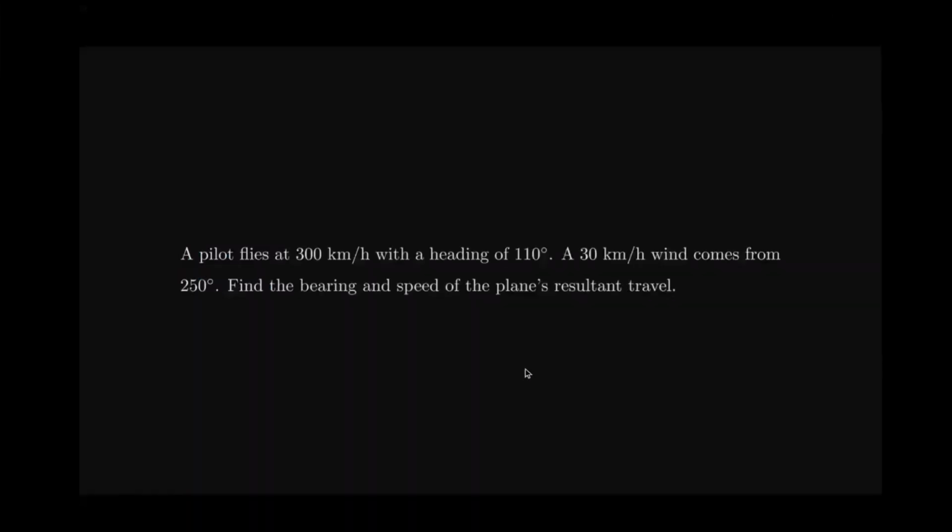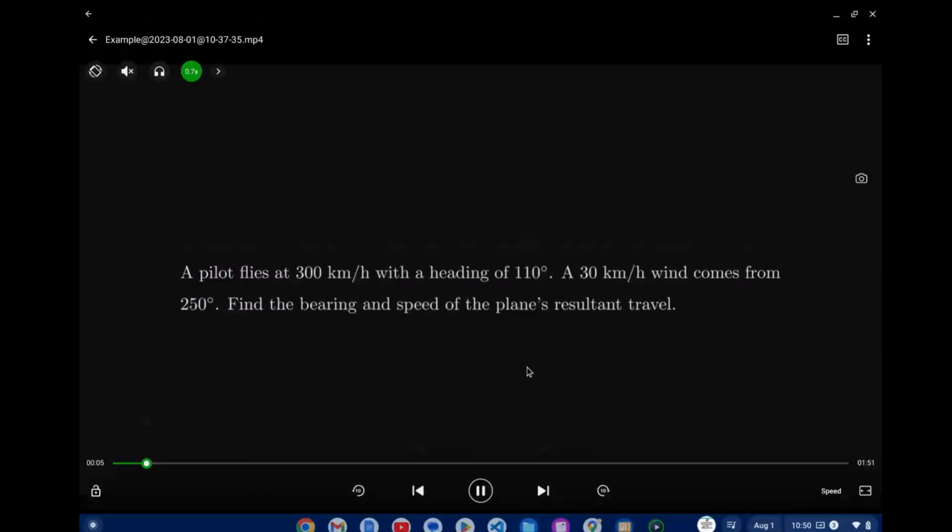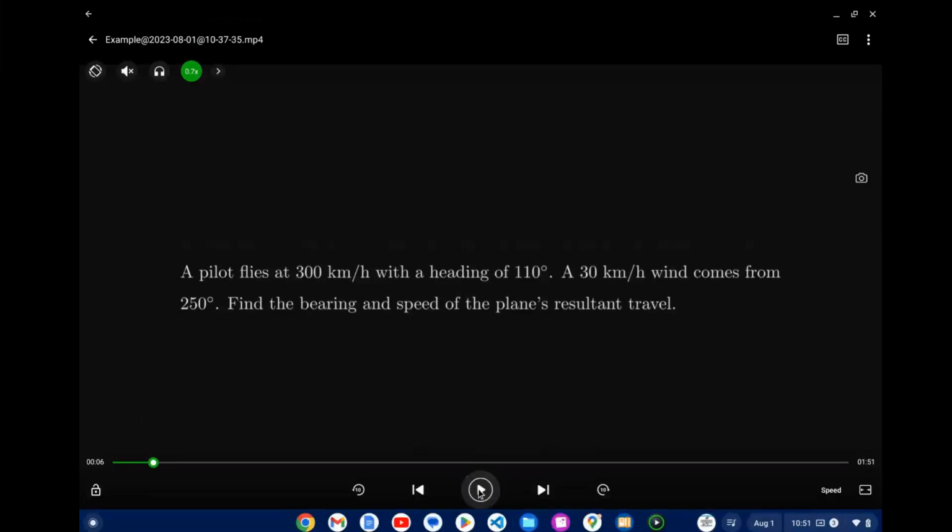All right, let's take a look at our problem here. So we have a plane traveling at 300 kilometers per hour, heading at 110 degrees, and a wind coming from 250 degrees at 30 kilometers per hour. We want to find the bearing and speed of the plane's resultant travel. Resultant makes me think of vectors.